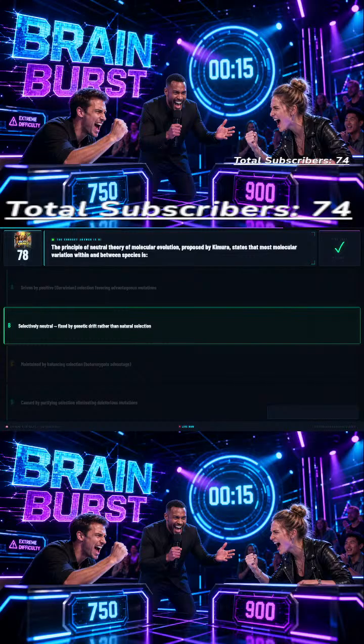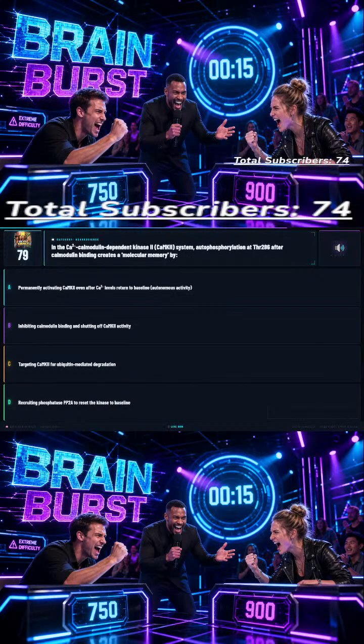Question 79. In the Ca2+/calmodulin-dependent kinase 2, CaMKII, system, autophosphorylation at Thr286 after calmodulin binding creates a molecular memory by Option A, permanently activating CaMKII even after Ca2+ levels return to baseline, autonomous activity. Option B, inhibiting calmodulin binding and shutting off CaMKII activity.